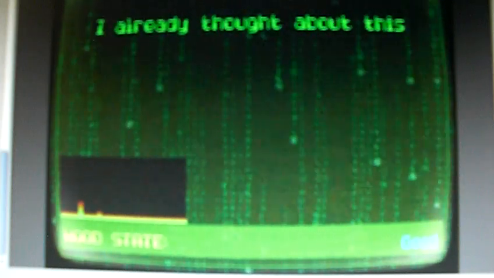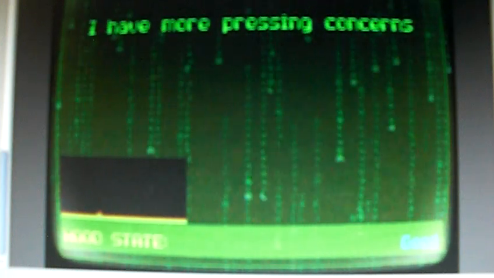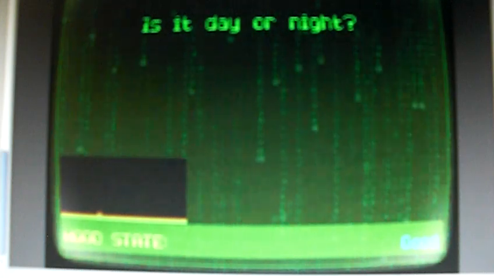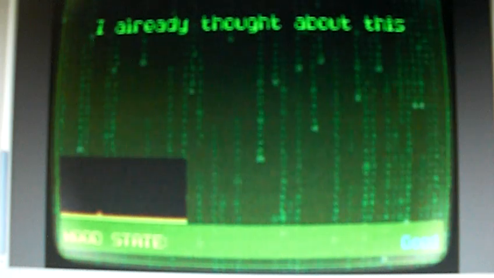He's thinking about, is it day or night? He's already thought about this. It's afternoon. In fact, it's much later in the afternoon. He already knows this. He's got more pressing concerns to think about. That's because it's 4:53 in the afternoon. So, yeah, it kind of goes into these. Sometimes he'll go through a few things twice.